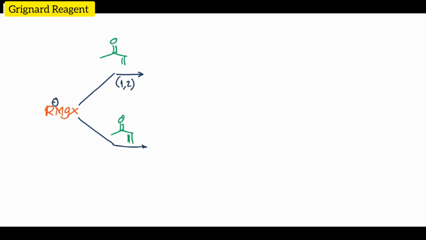Here my reagent is RMgX, and it is going to react with two types of reactants. For example, the conjugated molecules, like this one. Grignard reagent, that is R negative, always shows 1-2 addition. What is 1-2 addition? This negative charge reacts with the carbonyl carbon, and the oxygen becomes O negative. The double bond is intact, and this will be my R. This is called 1-2 addition reaction.